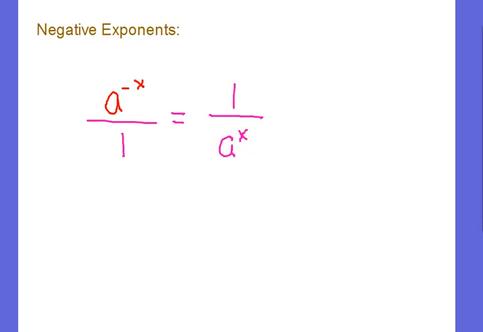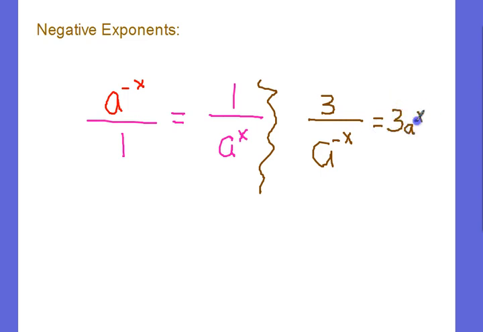Now, the same thing happens again if we have maybe something like 3 over a to the negative x. Well, this is negative. That doesn't mean that it stays in the denominator. It means it also gets flipped. So it's going to go to the top. So in this case, we would have 3a to the positive x.